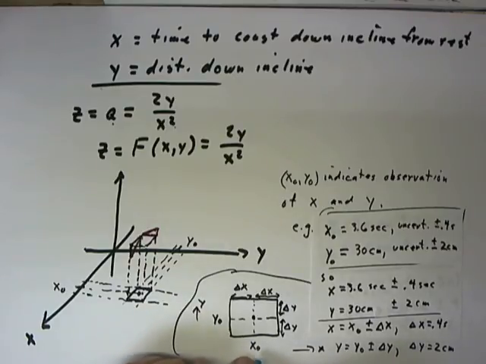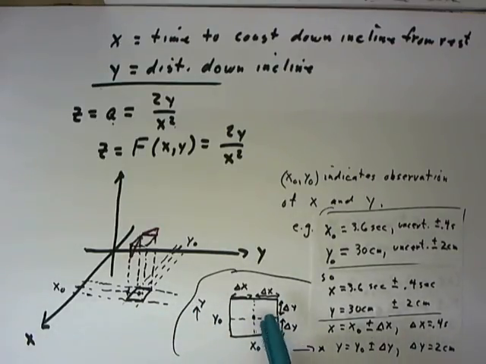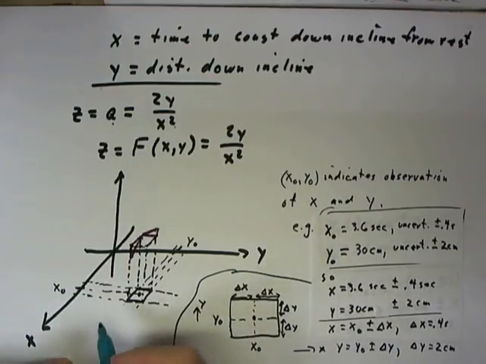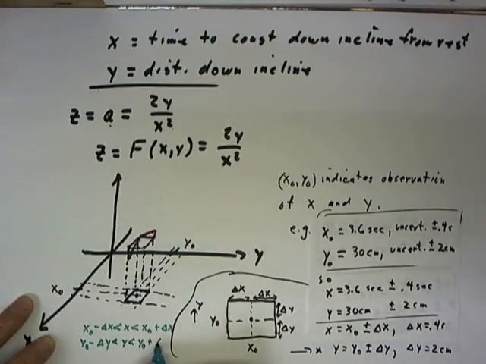This rectangle has, if x is in this direction, central coordinate x naught, and if y is in this direction, its central coordinate is y naught, and we have delta x and delta y on either side of x naught and y naught, so that this region represents the inequalities x naught minus delta x less than x less than x naught plus delta x, and y naught minus delta y less than y less than y naught plus delta y.